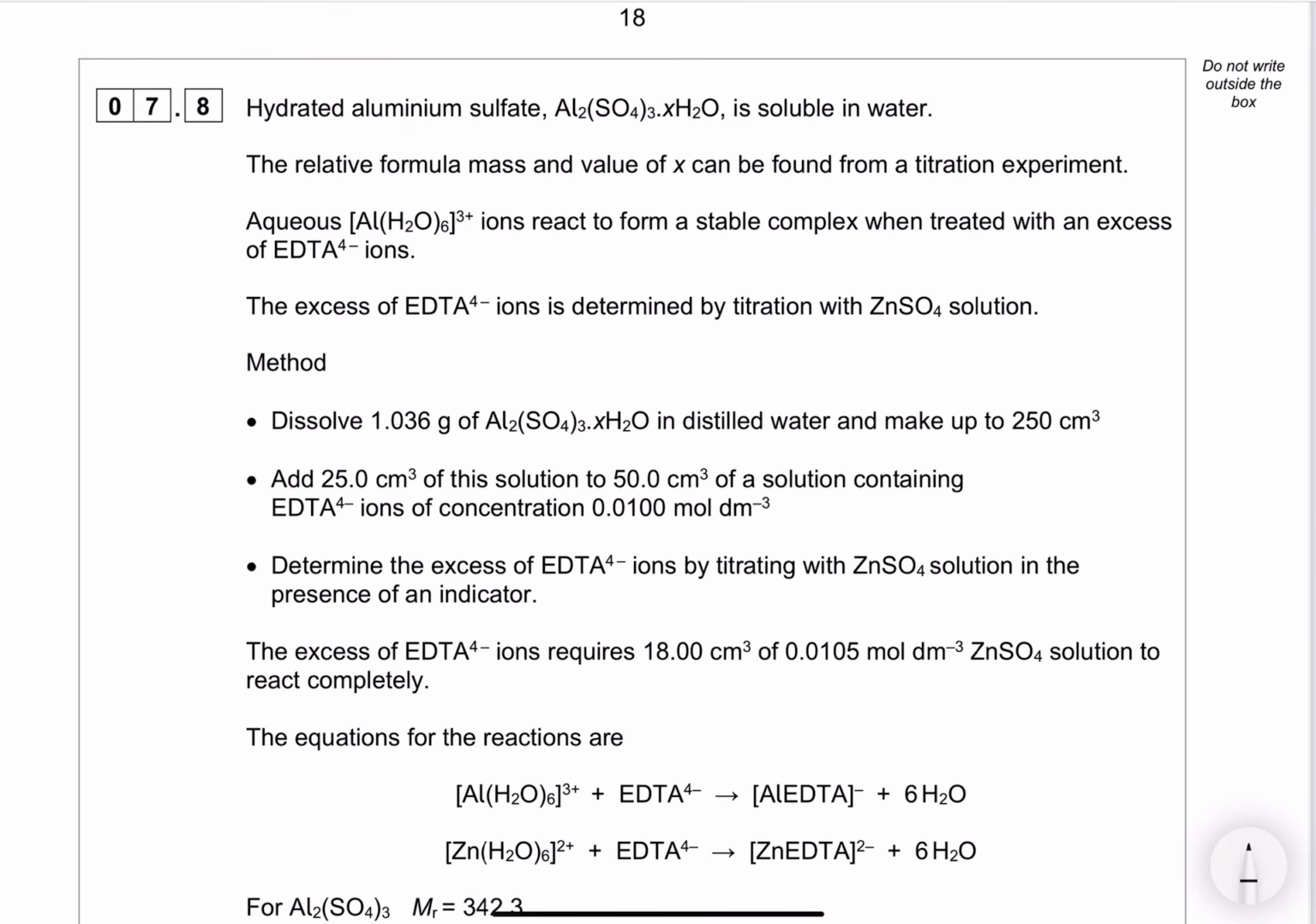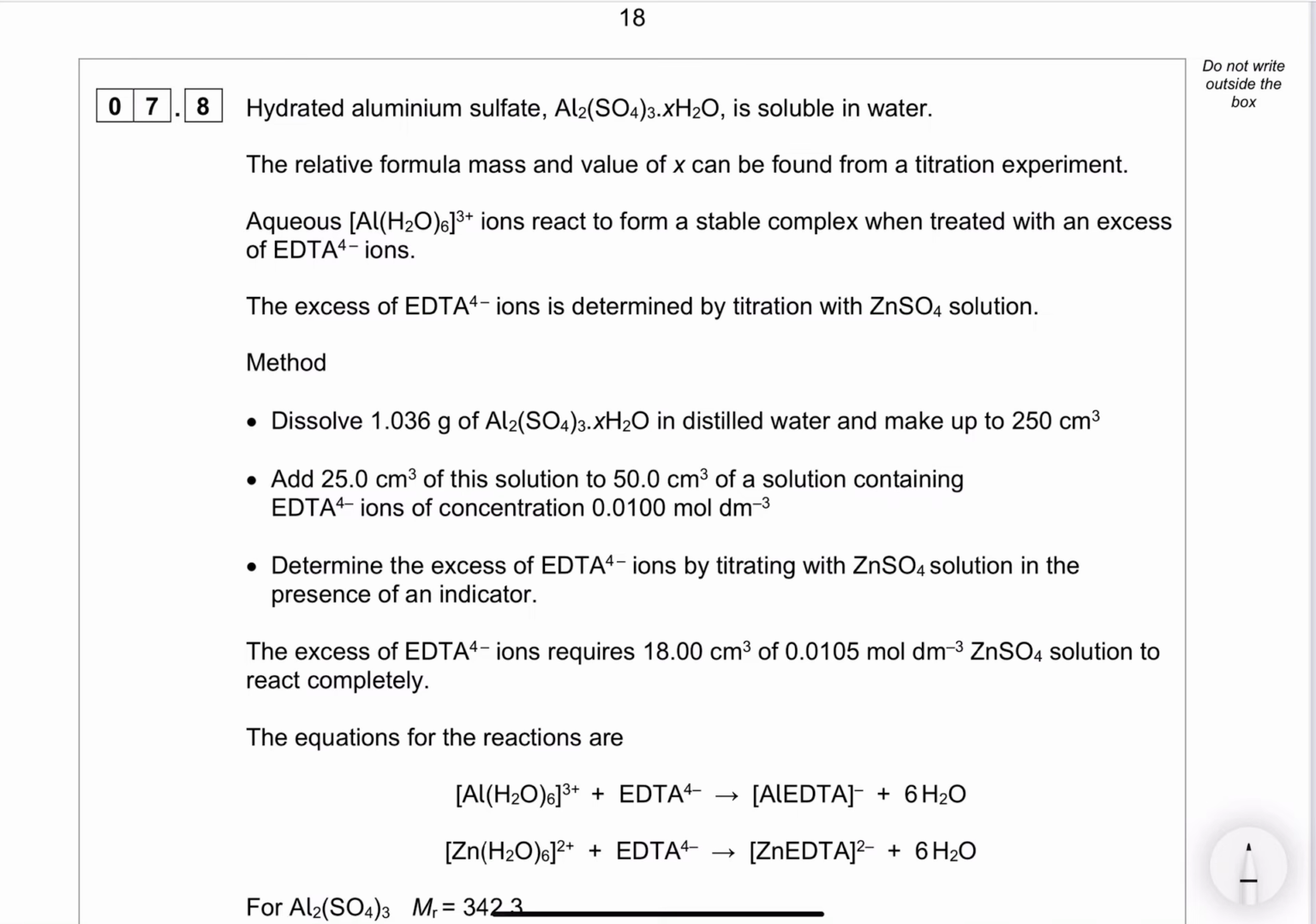Hydrated aluminium sulfate is soluble in water. The relative formula mass and X can be found from a titration. Aqueous aluminium 3+ ions react to form a stable complex when treated with EDTA. The excess EDTA can be determined by titration with zinc sulfate.